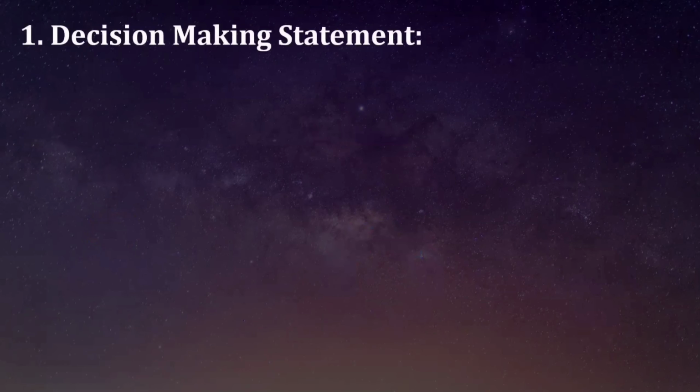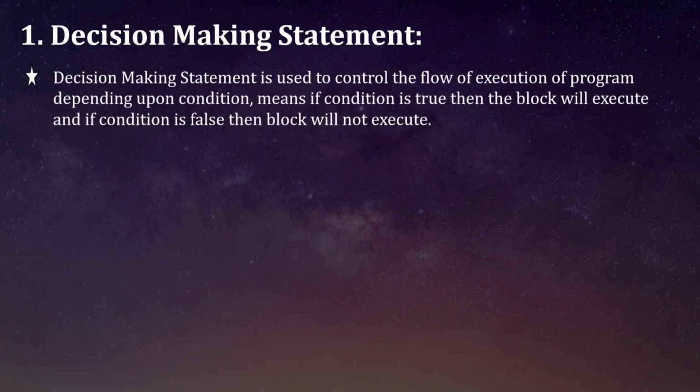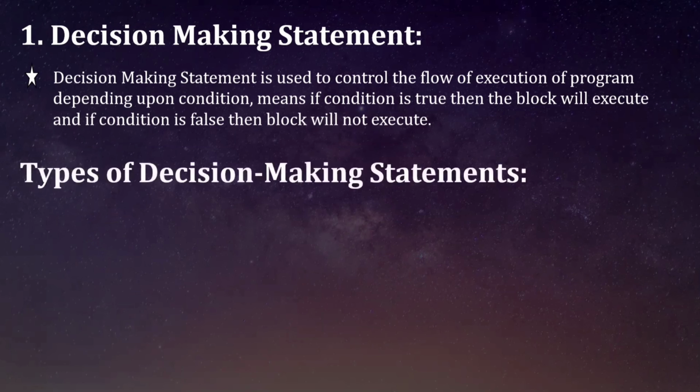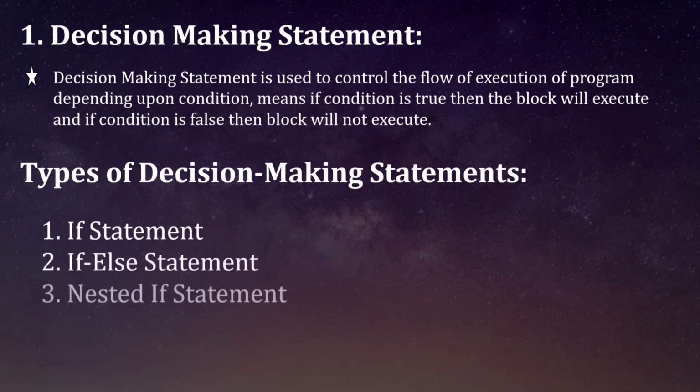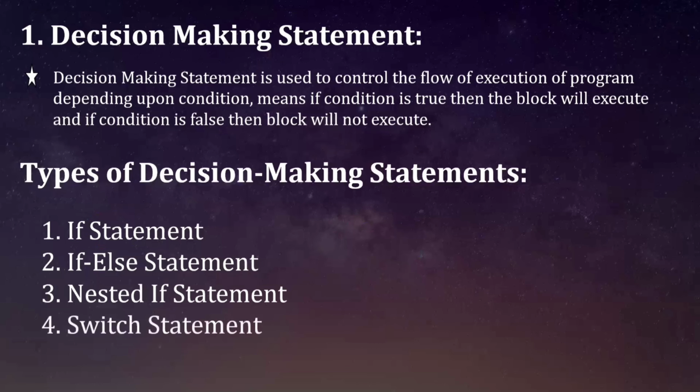Next, decision making statement. Decision making statement is a control statement which is used to control the flow of program based on some condition. Like if condition is true, then that block will be executed. If condition is false, then that block will not execute. Decision making statement includes four types of statements: if statement, if else statement, nested if statement, switch statement. First, we can deal with if statement.